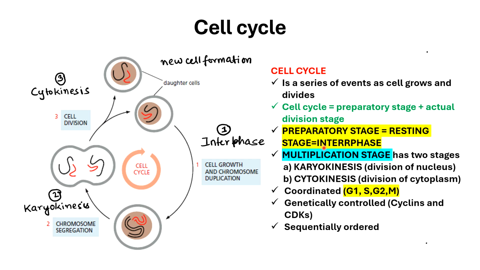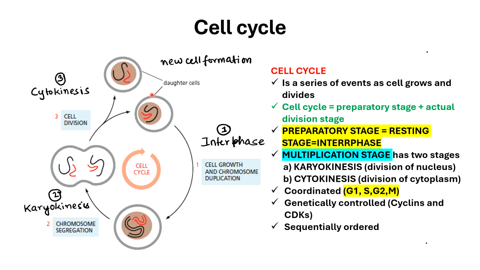By resting stage, I don't mean that the cell is metabolically inactive. It just means that the cell is not dividing. It's preparing itself for the division in subsequent stages. Right? Now, the multiplication stage has two parts in it: karyokinesis, which is a division of the nucleus, and cytokinesis, which is a division of the cytoplasm.